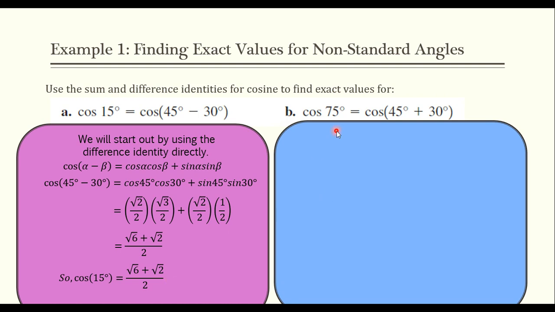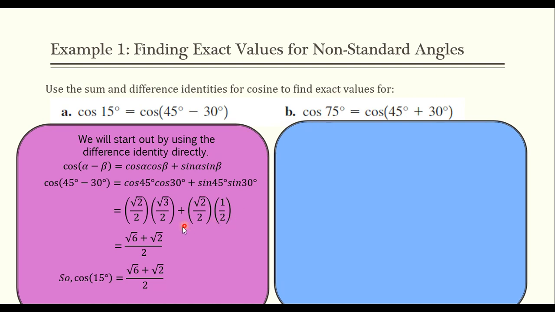Now, let's try problem B, shall we? Let's find cosine of 75. Again, this cosine of 75 degrees is in quadrant 1. But it's not one of our special trig functions. So it's past 60 degrees. It's an extra 15, right? But I don't know that exact value on my unit circle.